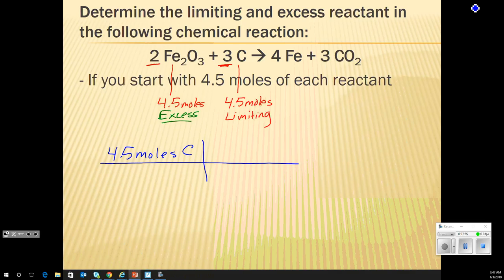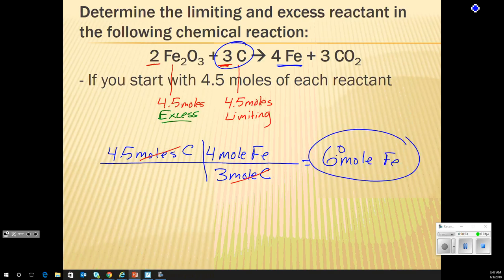So my excess I really don't need to worry about, right, because I've got too much of it, but I can use my limiting to figure out how much I'm going to make. Say I wanted to find out how much iron I could really get out of this. Okay, so let's start with 4.5 moles of carbon. Somebody tell me, what would I put on the bottom? What am I trying to get rid of? Good, the 3 moles of carbon, right from the equation. When I am in moles, I can go right to the equation. And what am I trying to get to? I wanted to find out how many moles of iron I could make. So I'm going to put that 4 moles of iron on the top.